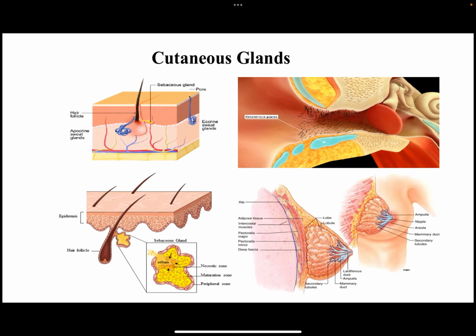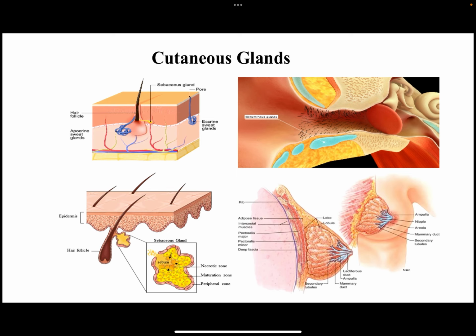So we have the sweat glands. We have two: the merocrine sweat glands, or eccrine sweat glands, which are widely distributed and very abundant in the palms, the soles, and the forehead. They secrete a watery, protein-free sweat, about 99% water with salt and waste products, which cools the body via evaporation. They are widely distributed throughout the body.